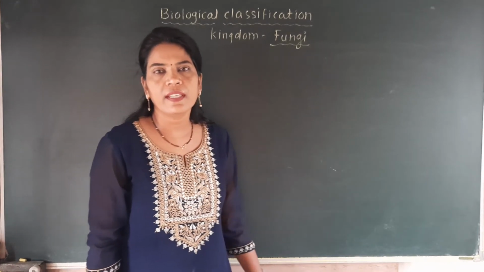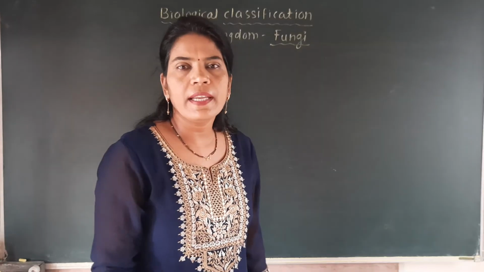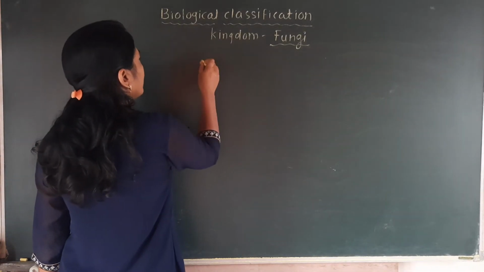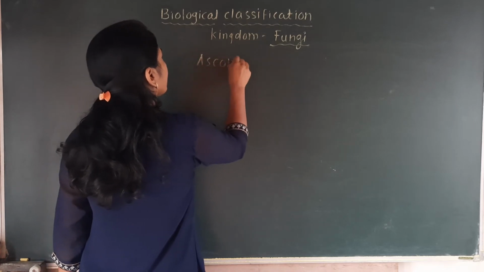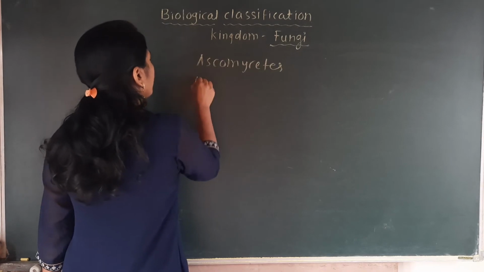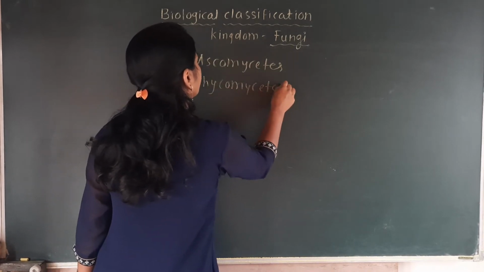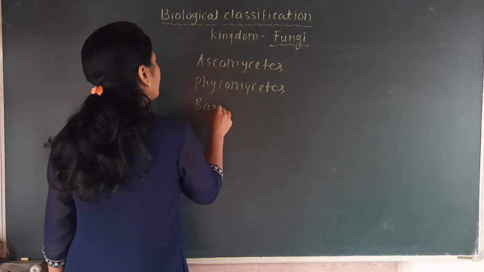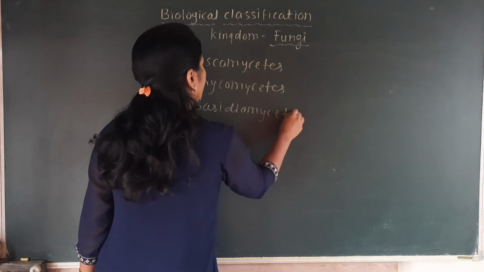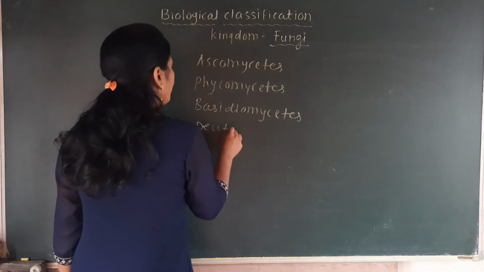Now we have to see that these fungi are again divided into four groups, and those groups are, see here, Ascomycetes, Phycomycetes, Basidiomycetes and Deuteromycetes.